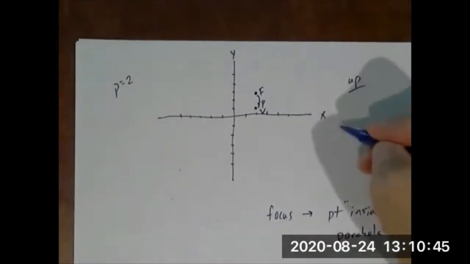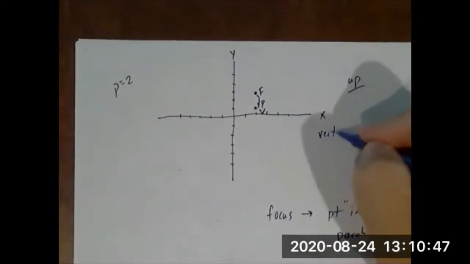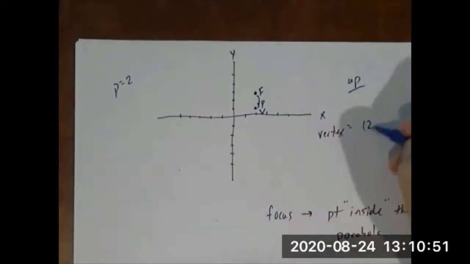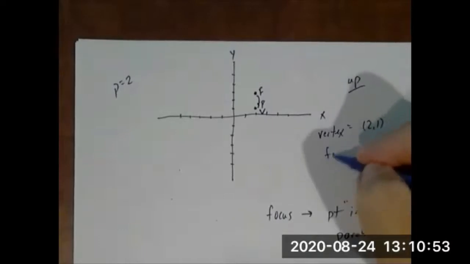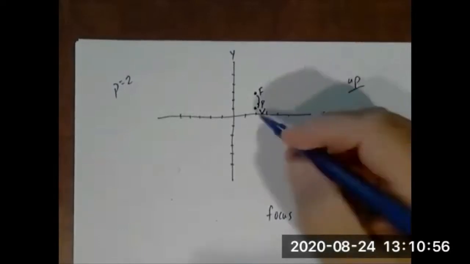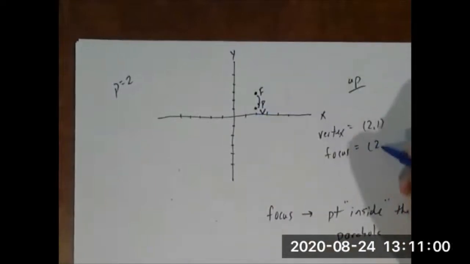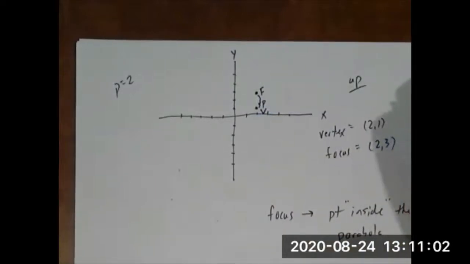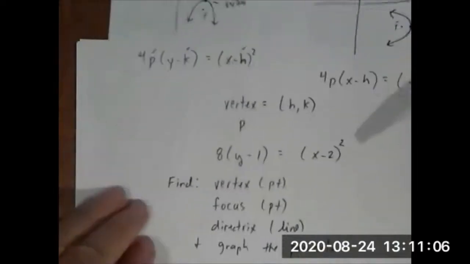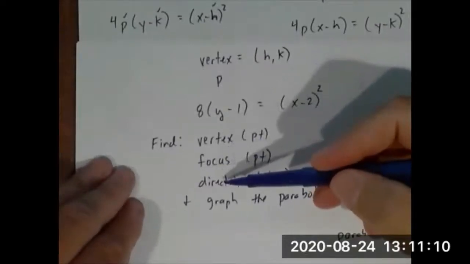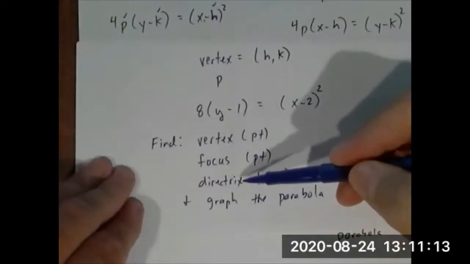Actually, let me just keep track here. Let me rewrite: the vertex we decided was (2, 1). Now we know the focus: x is 2, but y is 3. The things they ask us for are the vertex, the focus, the directrix, and then to graph it. So what is this directrix?